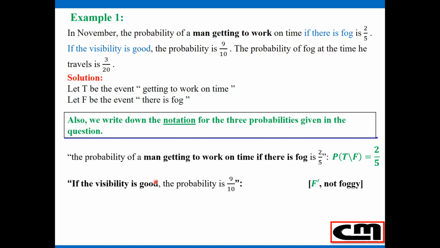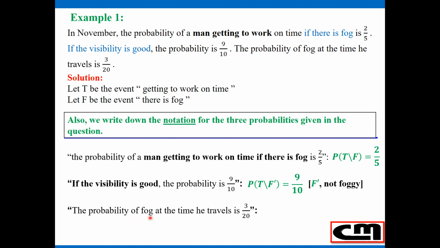So to represent this statement, it means we are saying the probability of T given that F prime is 9/10 as given, right? We go to the next.